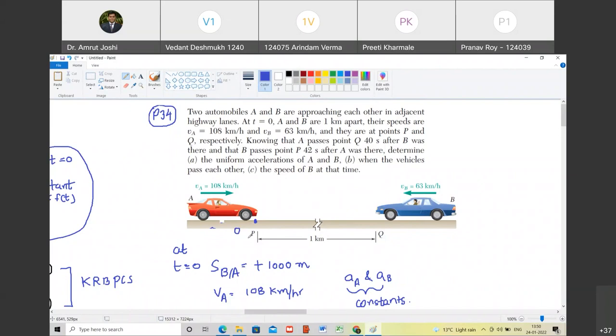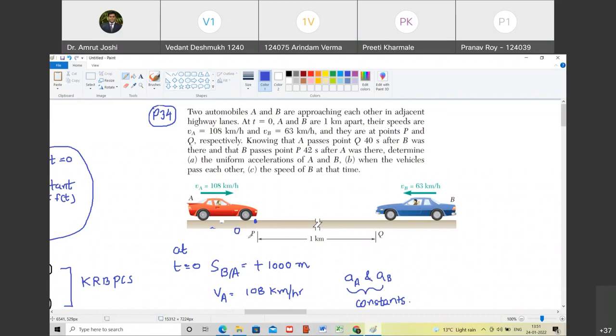So indirectly there is a suggestion in the problem that either assume P as an origin or Q as an origin. But now we are accustomed to everything happening in the positive direction. So I will assume P as the origin and Q, that is the position of car B, I will assume to be plus 1 kilometer with reference to A. Are you with me?